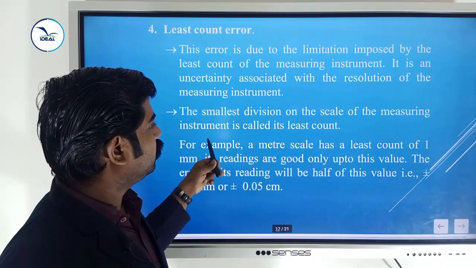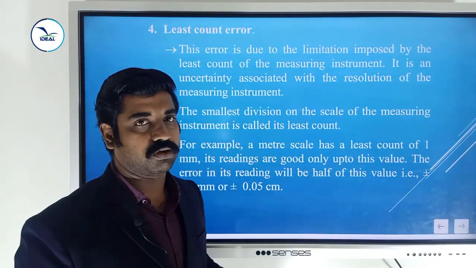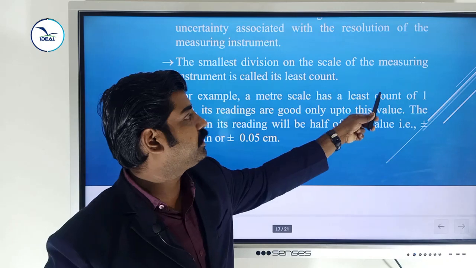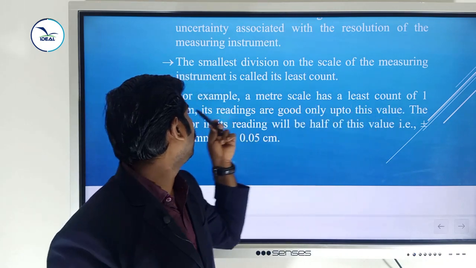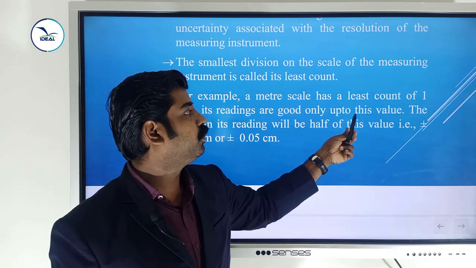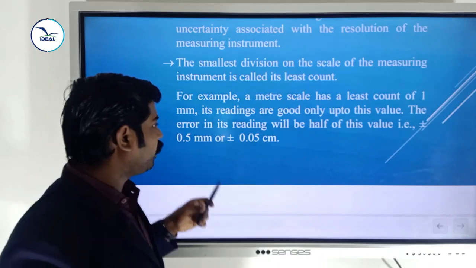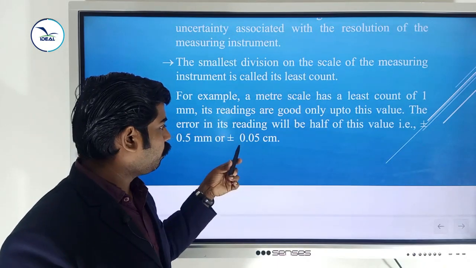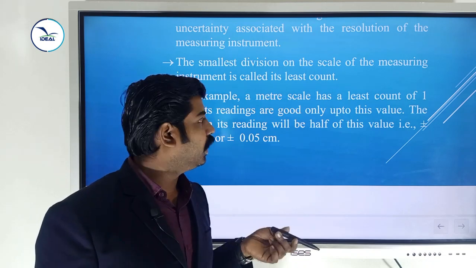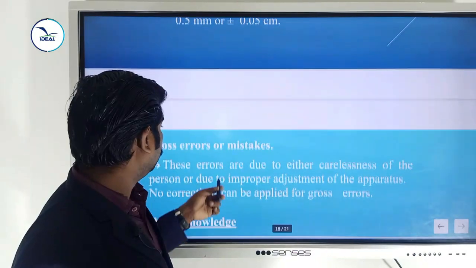The smallest division on the scale of the measuring instrument is called the least count, as I already told. For example, a meter scale has a least count of 1 mm. Its readings are good only up to this value. So if we want to measure 0.5 mm or 0.05 centimeter, there may be some errors. That is called the least count error.